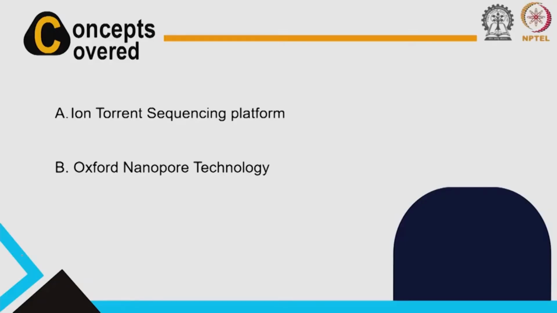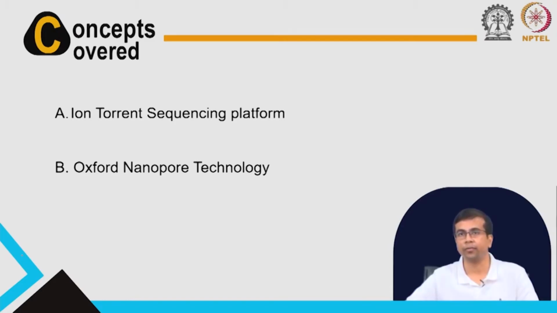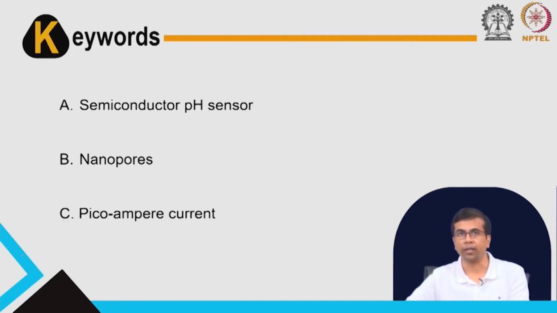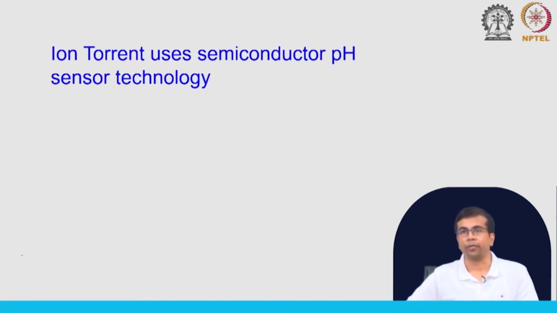We will talk about the ion torrent sequencing platform and the principle of how this sequencing works, and then we will talk about the most recent sequencing method called Oxford nanopore technology. These are the keywords that we will come across. One is semiconductor pH sensor, which is relevant for ion torrent. We will also talk about nanopores and picoampere current. So, let us start with the ion torrent sequencing method.